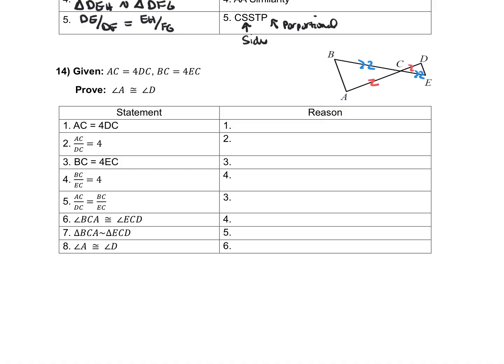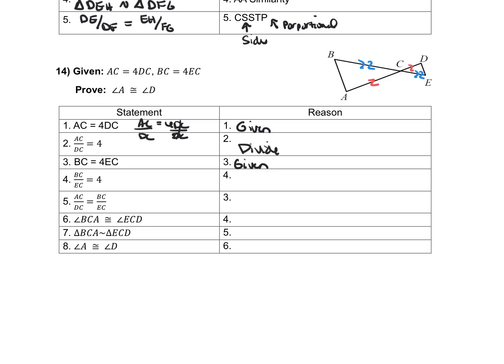This first one, AC is equal to 4 DC. That was given to me. And I might as well go find the other given. We got BC is equal to 4 EC, so I'm going to write given down there. So now, how I get from AC divided by DC equals 4 is I'm going to divide DC from both sides. So this would be AC is equal to 4 DC, and I'm going to divide DC from both sides. And I end up with AC over DC is equal to 4.